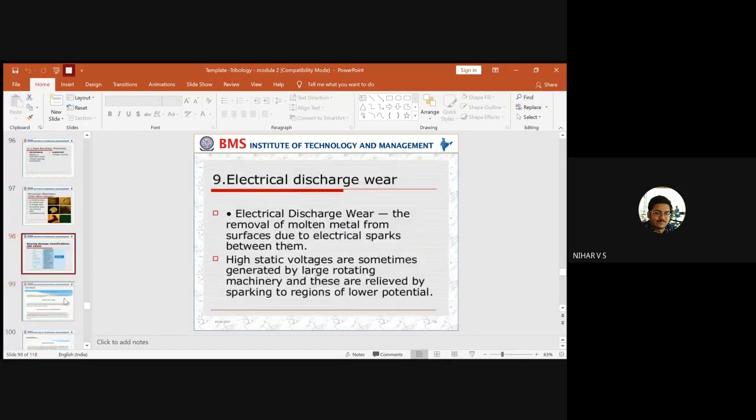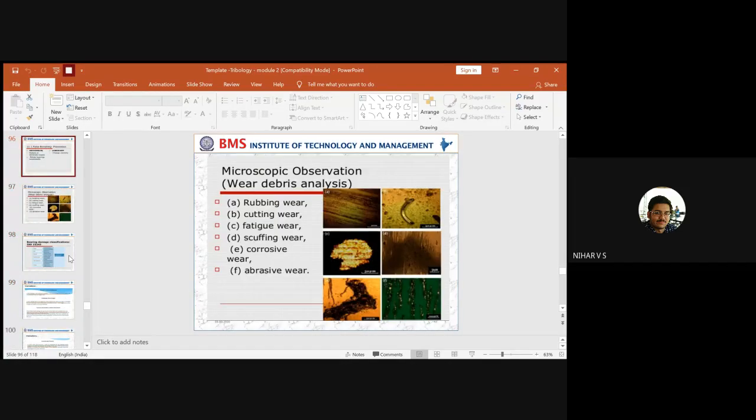Now here you can see different types of microstructural behavior with respect to the different types of wear which come across. The first one refers to rubbing wear. When surfaces rub or slide against each other, depending upon the hardness of the material, you can see some wear across the surface. This is caused by rubbing wear.